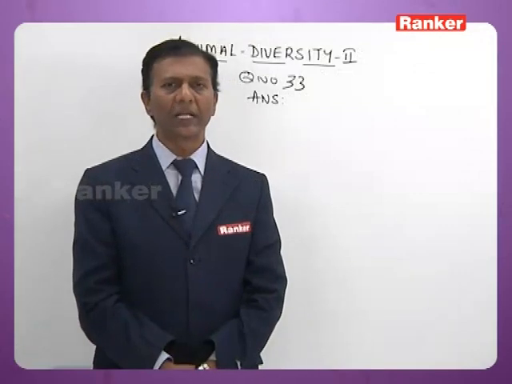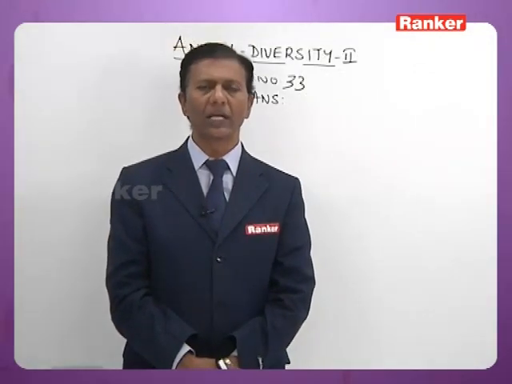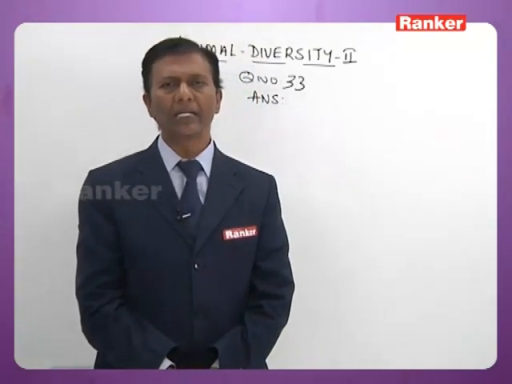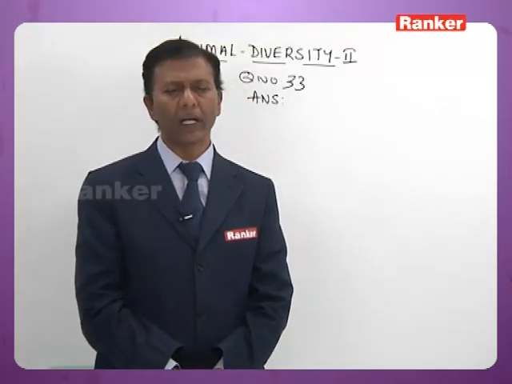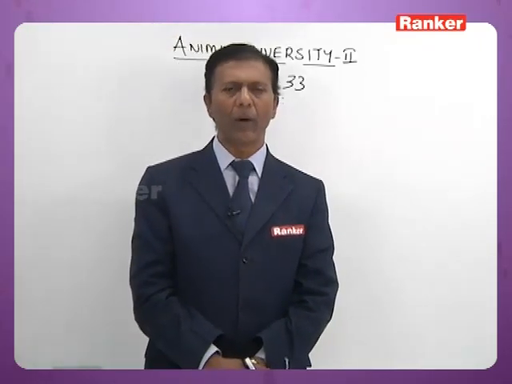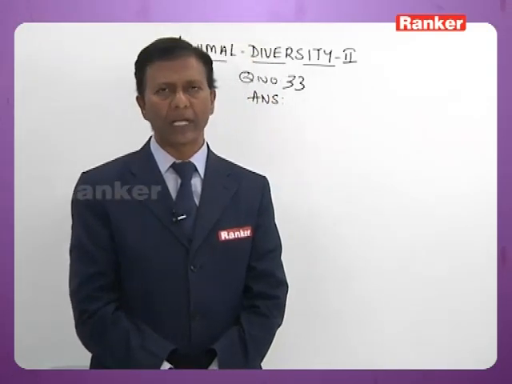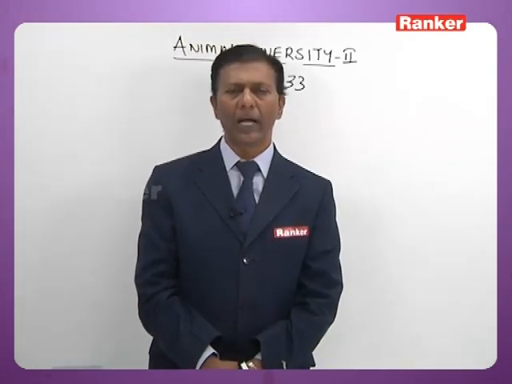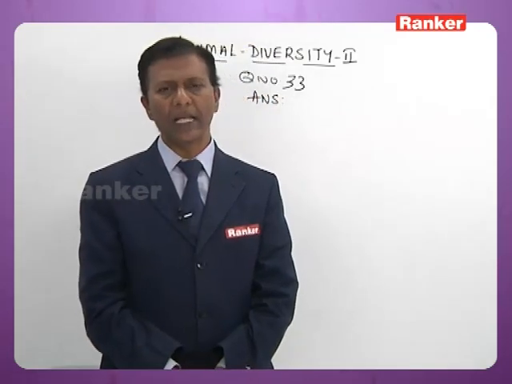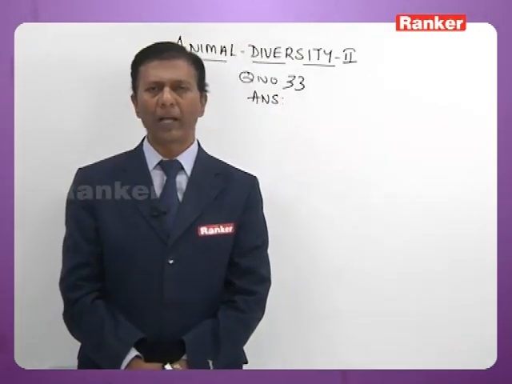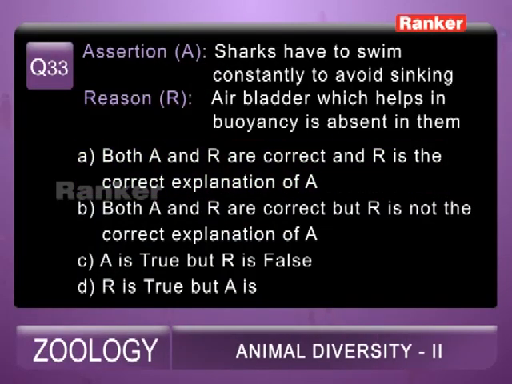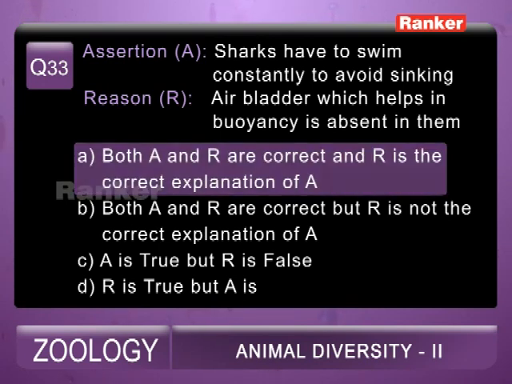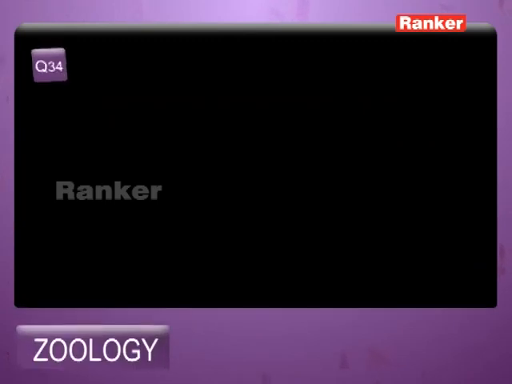Okay. So the 33rd question's correct answer is A, because in sharks, in all chondrichthyes, the air bladder is absent, and in order to keep their body afloat in water, they always swim with the help of elevator-like fins. And above all, the endoskeleton is cartilaginous, that is why body weight is less in them. That's why even without an air bladder, they remain afloat in water. So the 33rd question's correct answer is A, that is, both assertion and reason are true, and reason is the correct explanation of assertion. Now the 34th question.